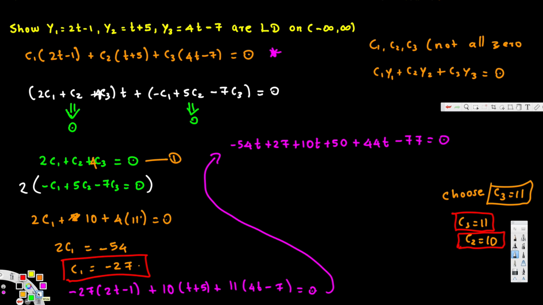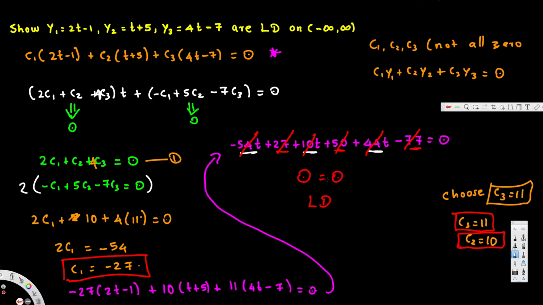Now let's cancel everything we can cancel. Here you can see we have minus 54t, 44t, 10t, which together cancel. So all of these t terms cancel. And here you can see this is 27 plus 50, which is 77, minus 77. All of these constants cancel and we are getting 0 is equal to 0. Therefore this is linearly dependent.